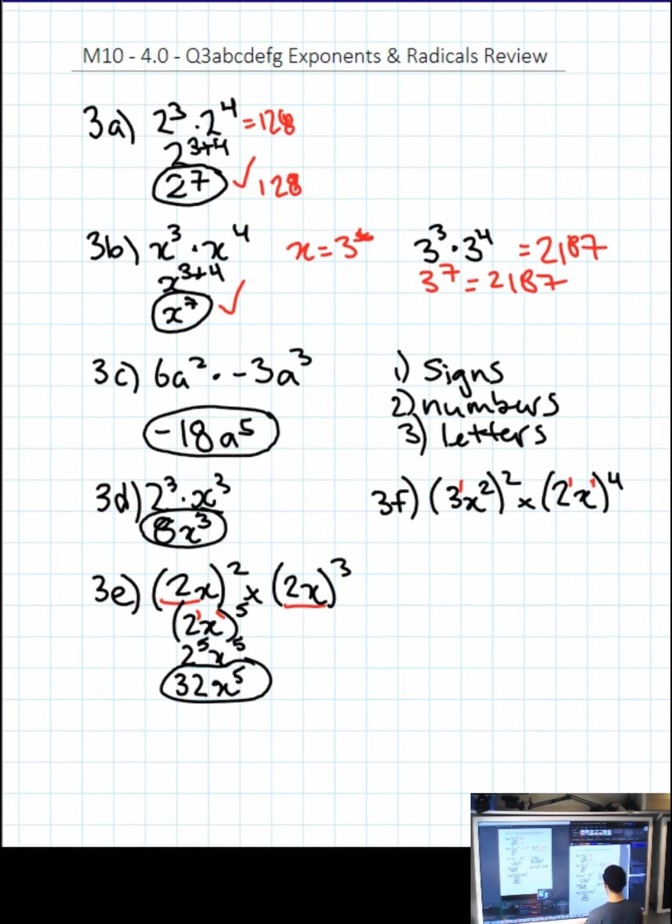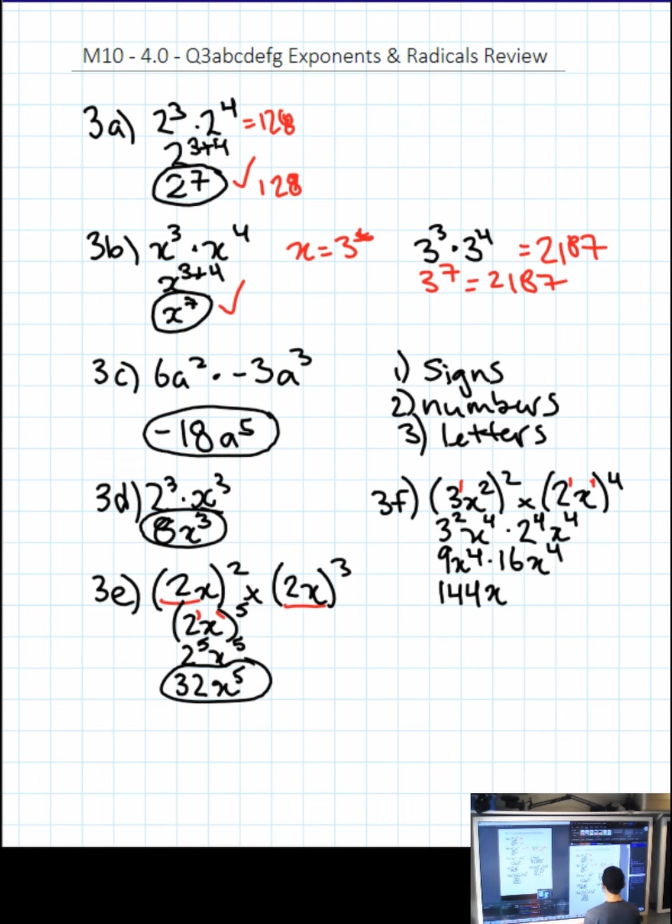Now we're going to multiply the exponents. We have 3 to the 1 times 2 is 2, x to the 2 times 2 is 4, times 2 to the 1 times 4 is 4, x to the 1 times 4 is 4. Then I can do partial steps. 3 squared is 9, x to the 4, times 2 to the 4 is 16, x to the 4. Then we can multiply our numbers together. 9 times 16 is 144.